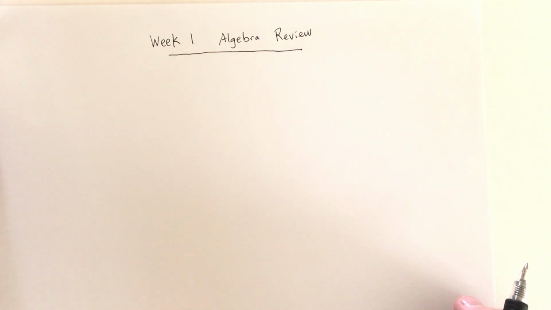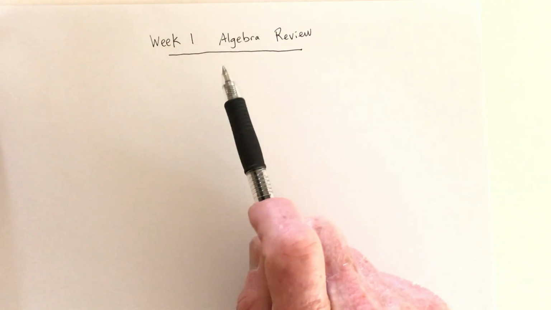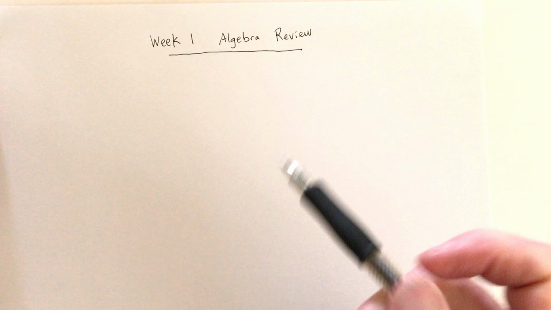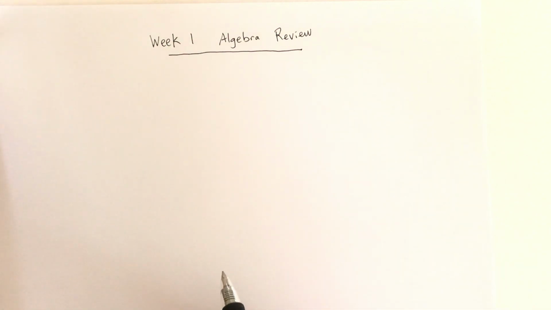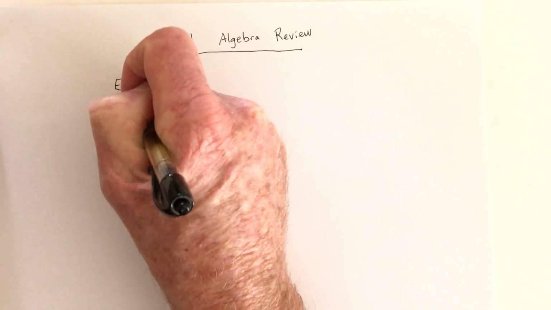All right, Math 2, it's time to get started with some algebra review. So we are not going to be reviewing all of algebra, of course, but just basically the things that we need for this Math 2 class. And we're starting with the rules of exponents.